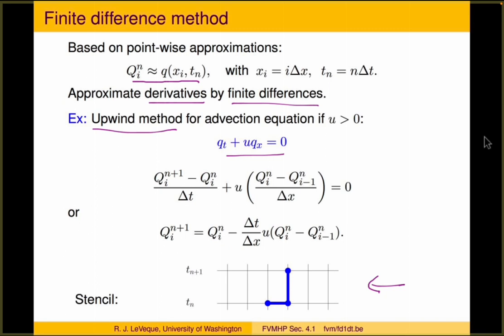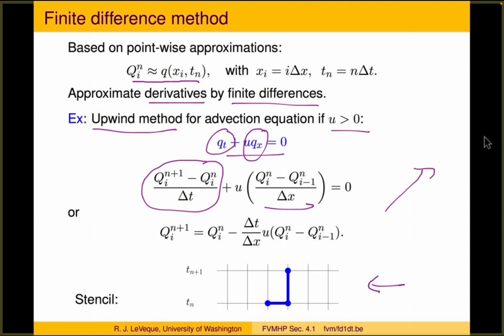But it's based on approximating the time derivative q_t by a difference in time, q_i at time n+1 minus q_i at time n, divided by delta t, and the derivative q_x by a finite difference in the x direction. And if we're assuming that u is positive, then the upwind direction would be looking to the left. The flow is going from left to right. The characteristics are moving from left to right as the flow goes forward. And so this form of the upwind method is for the case u greater than 0.